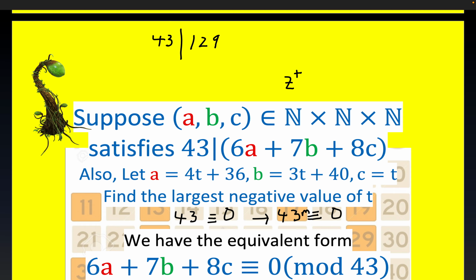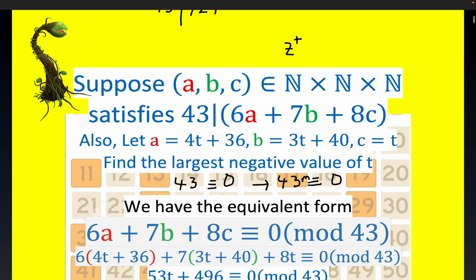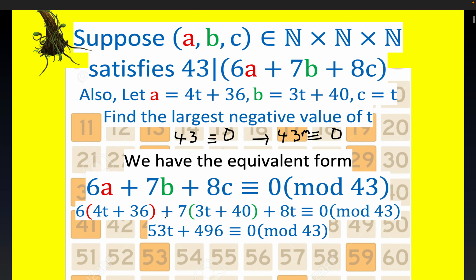And again, that's just like 2 divides 6, but 2 also divides 3 times 6, which is 18. It's the same kind of thing right here, except we're just putting it in equation form. Now, in this equivalent form, we perform the substitutions indicated by the second statement. And this is just arithmetic. 6 times 4t is 24t. 7 times 3t is 21t. That's 45t, plus 8t is 53t. And the rest of the arithmetic gives you 496.